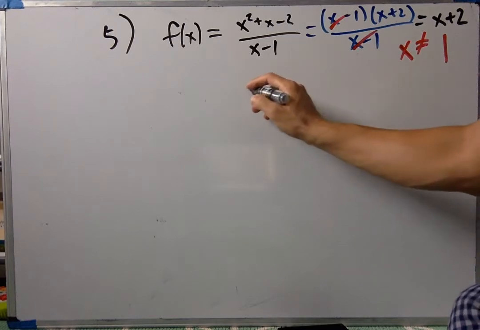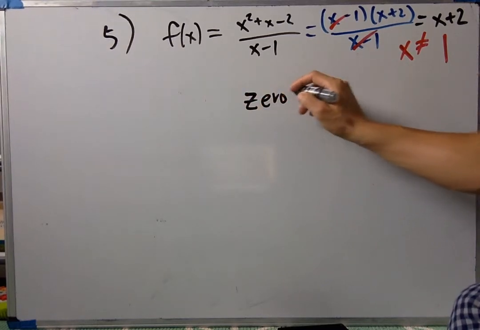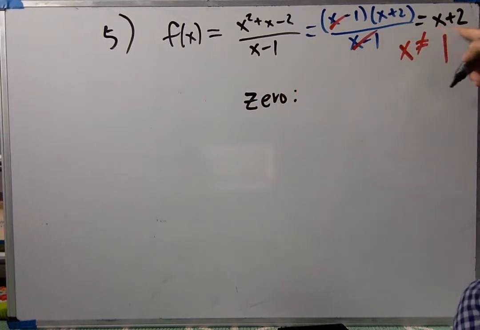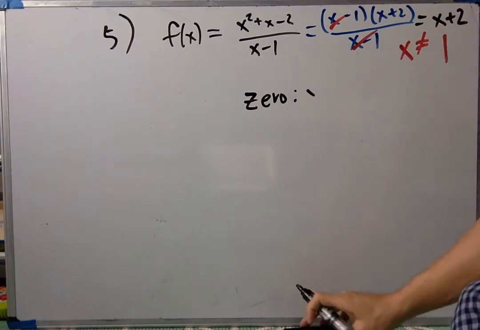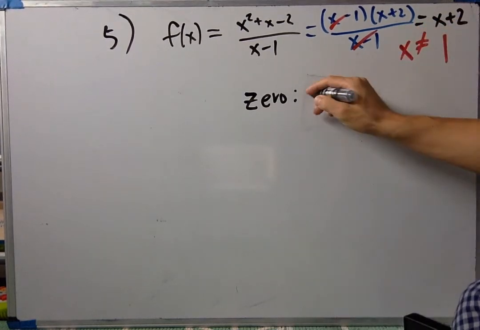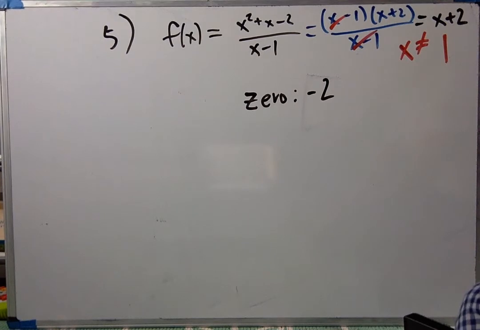Okay, so now we go to graph this thing. We need to know what the zeros are. There's only one zero, what's going to make this 0 is x equal to negative 2. So the zero is negative 2. Now what about horizontal asymptotes? Well, nope, there are none. What about vertical asymptotes? Nope, there are none, because the final expression has nothing on the bottom, right?